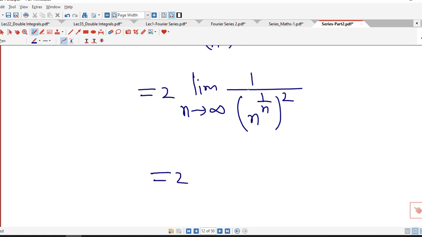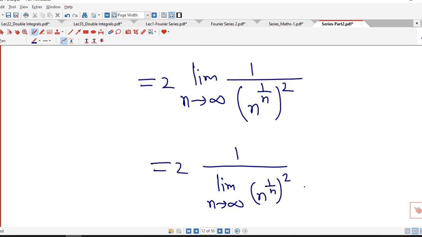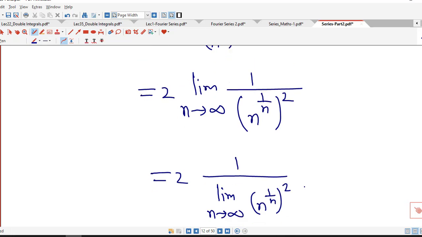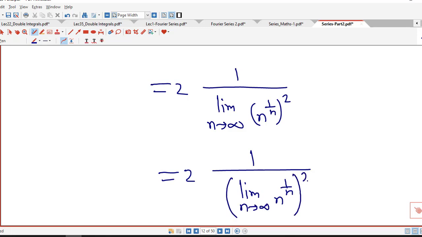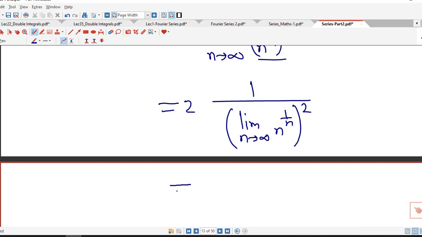So this is equal to the limit of 1, that is 1, divided by the limit of (n raised to 1 by n) whole square as n tends to infinity, using the rule that the limit of a quotient is the quotient of limits, and the limit of 1 is 1. Again, using the property of limits, we can rewrite this as the limit of n raised to 1 by n as n tends to infinity, whole square, since the limit of a square is the square of the limit. Now this limit is 1, so we have 2 divided by 1 square, and this is equal to 2, and it is greater than 1.